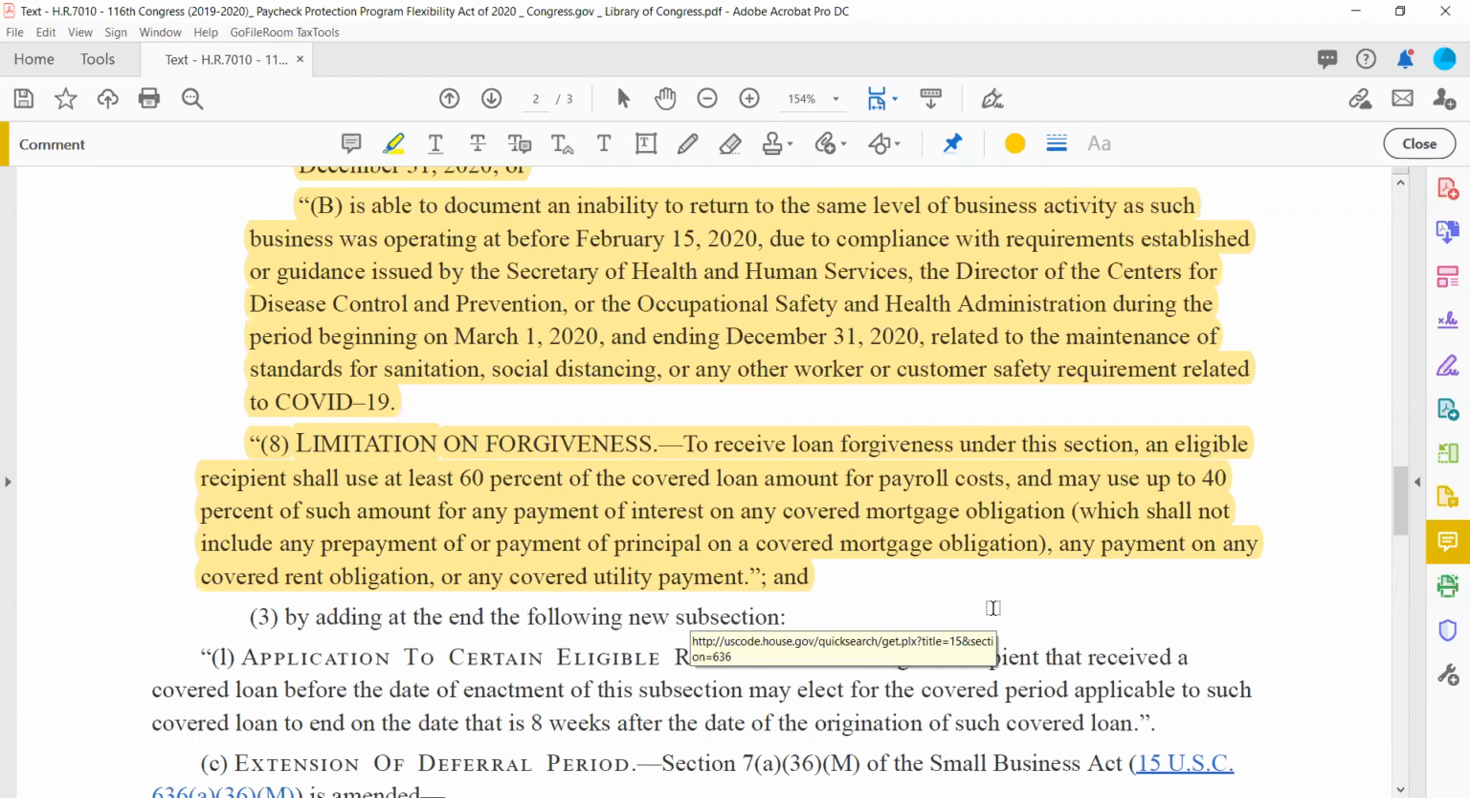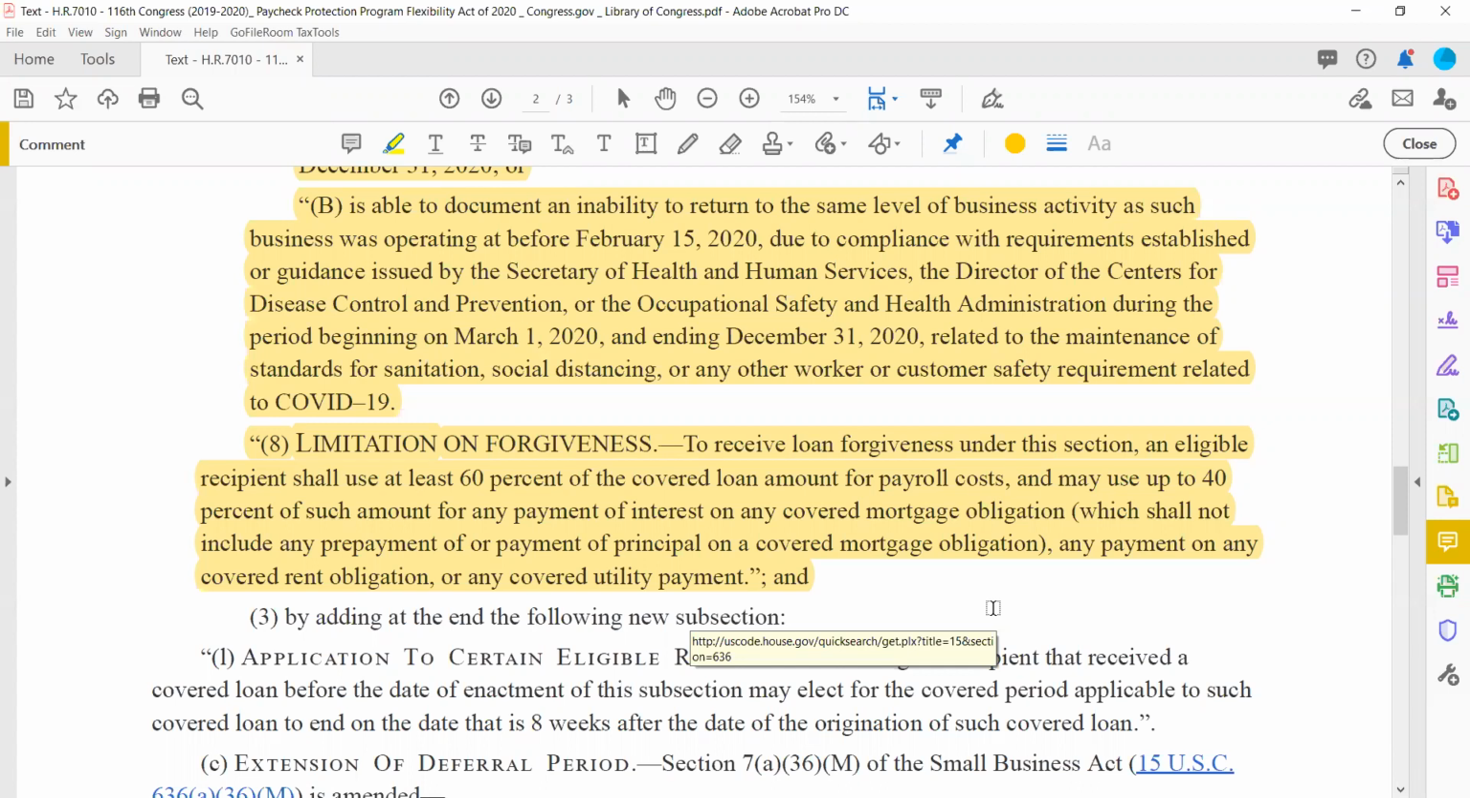So I'm going to go back again to the first sentence. To receive loan forgiveness under this section, an eligible recipient shall use at least 60%. So if you're watching this video, you might have heard of this, what people are calling the 60% cliff.